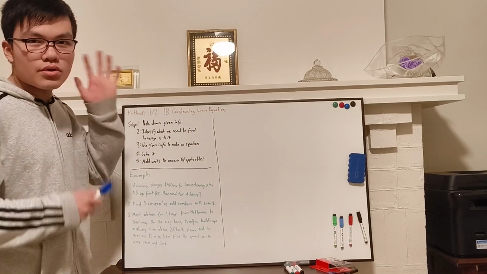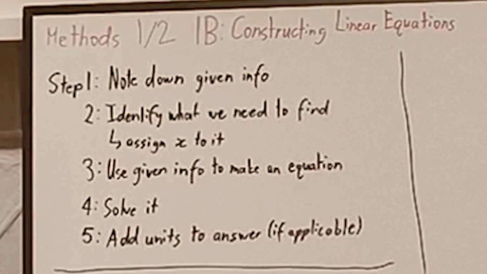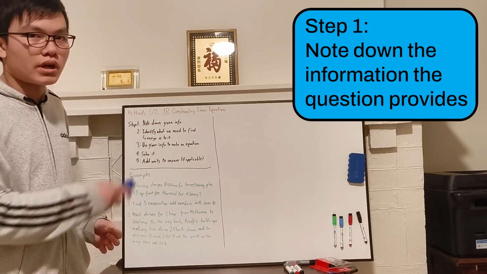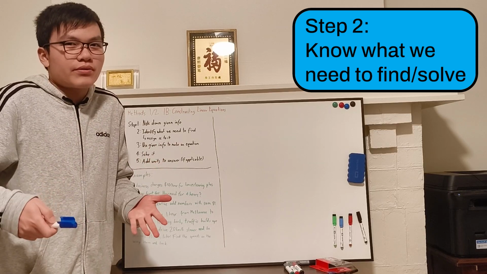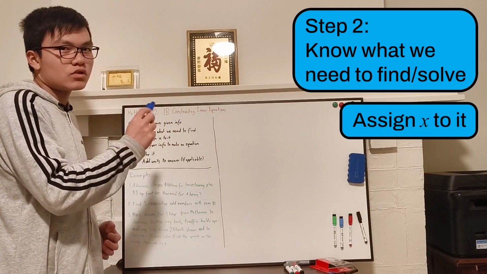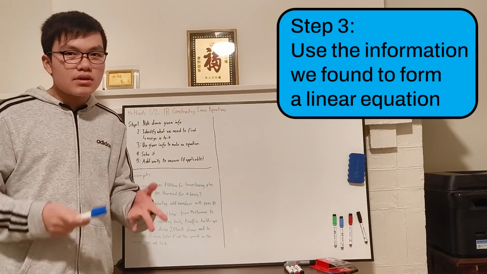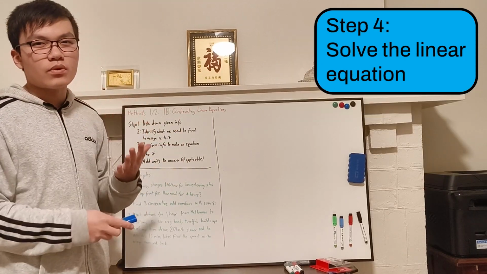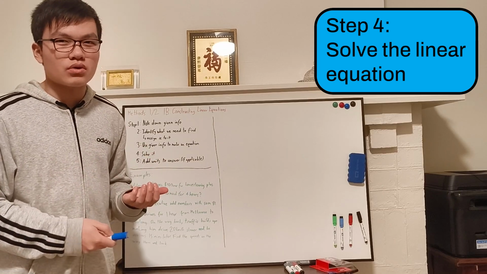So when you're trying to go through this chapter, you want to follow this little strategy that I've created. Step number 1 is identifying what information the question gives you, like noting that down. Step number 2 is finding what you are actually trying to find. What is the question asking you to do? And then we're going to assign X to the thing that we're trying to find. Step number 3 is using the information that we found in the question to form a linear equation. Step number 4 is kind of like chapter 1a, where you're just solving the linear equation.